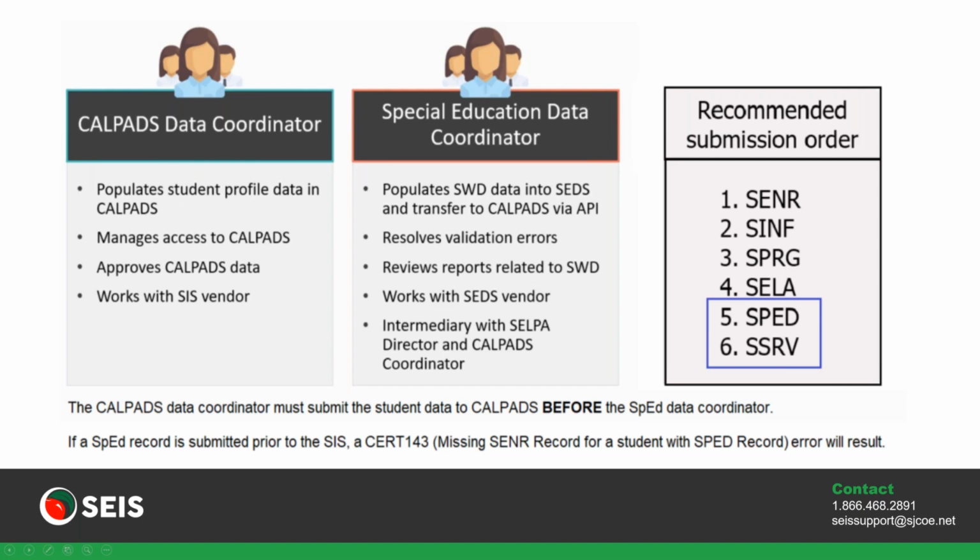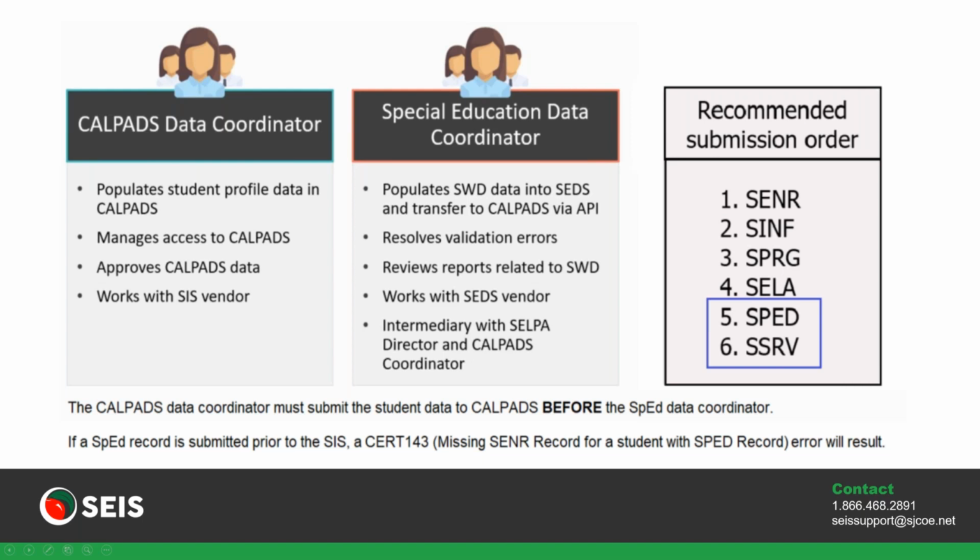So all of the CALPADS files and reports would be uploaded first, and then the special ed data gets reported afterwards. So if there is no enrollment record for the student, that is when you're going to get the errors on the special ed side saying that there is no enrollment record for the student. That will also result in a certification error where you're missing an enrollment record for a student with a SPED record.